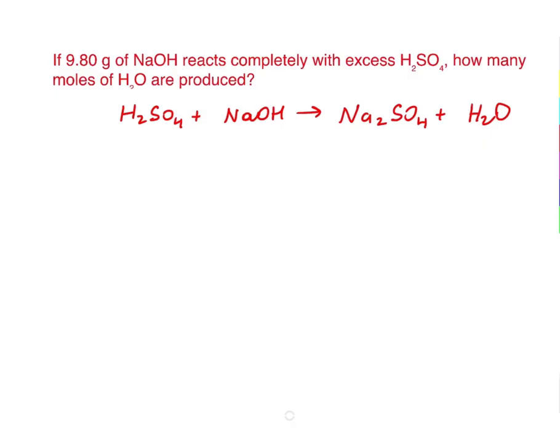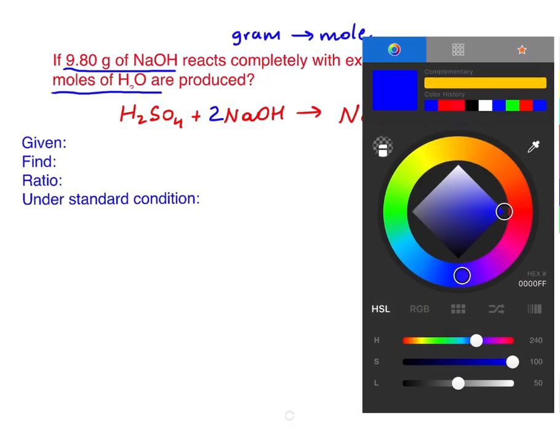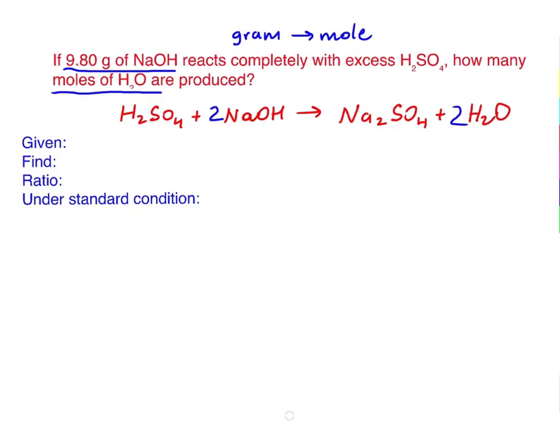All right, next problem: if 9.8 gram of NaOH reacts completely with excess H2SO4, how many moles of H2O are produced? So again, you are given a gram, and you need to convert to mole. So it's a gram to mole, just like the previous two problems that I showed. Again, first you need to balance the reaction. Make sure that the reaction is balanced. And then the rest is just filling the table.